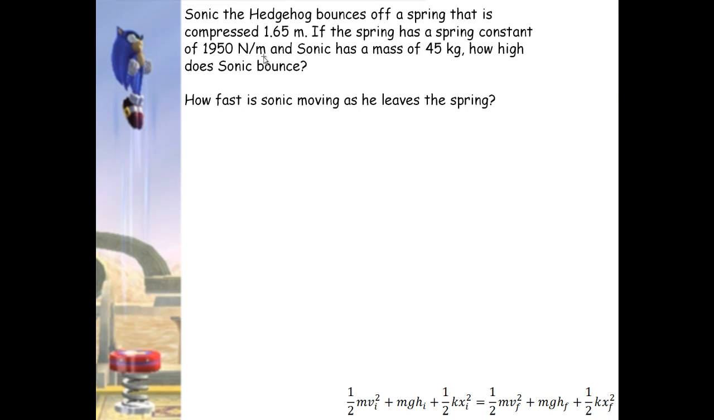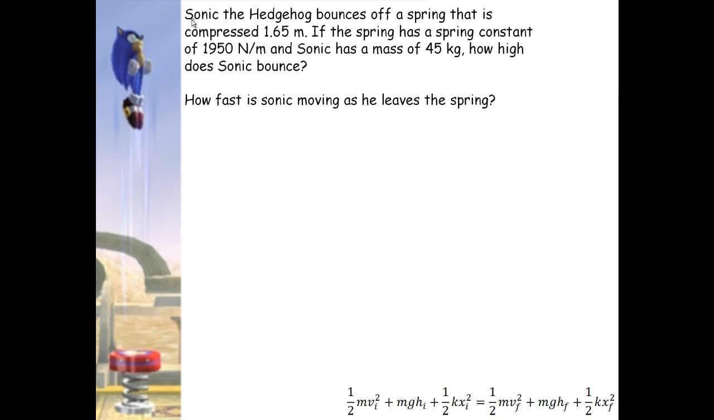Okay, so now we're going to look at an example problem using the conservation of energy equation. In this example problem, we're involving a spring, so it's a little more in depth than what we've seen before. But we have a spring involved, and that's going to add some complication, but it's not going to be overly difficult. So here's our problem.